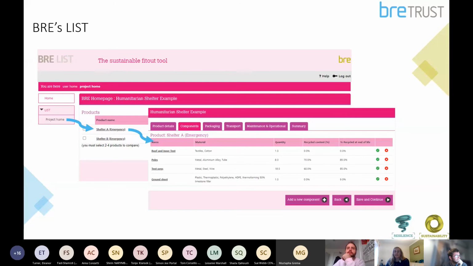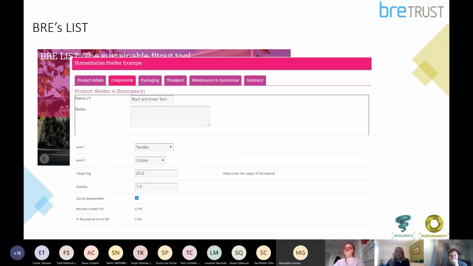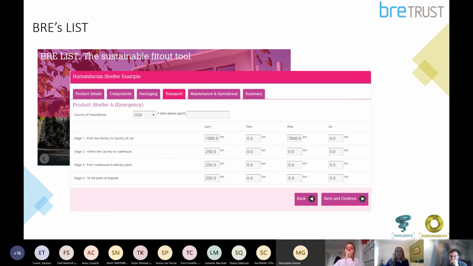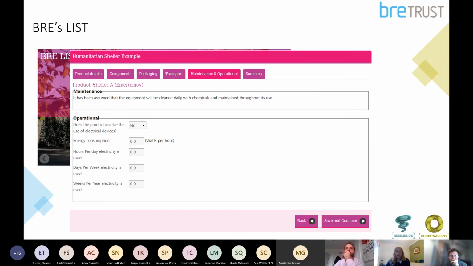So this shelter has 4 components: the tent material, the poles, the pegs, and the ground sheet. For each component, the user inputs the type of material, approximate weight, and the dimensions for each quantity for 1 unit. Once the component section is completed, the user can input the materials used for packing, as well as the transport methods used to get the product to its final destination. Lastly, if applicable, the user can enter information on the operational maintenance of the products. All the information is then used to calculate the environmental impacts of said products against BRE's environmental profile. And click again.